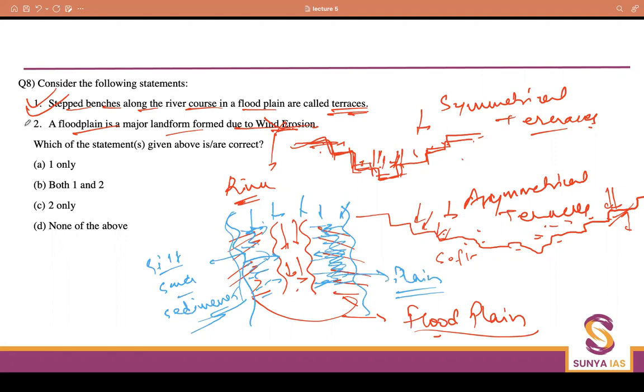So the correct statement is the first. The second is not correct. This is the incorrect one over here. Which of the statements given above is or are correct? The correct option here is option A, that is 1 only.